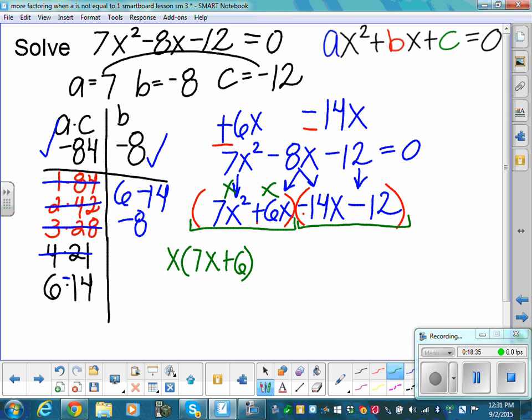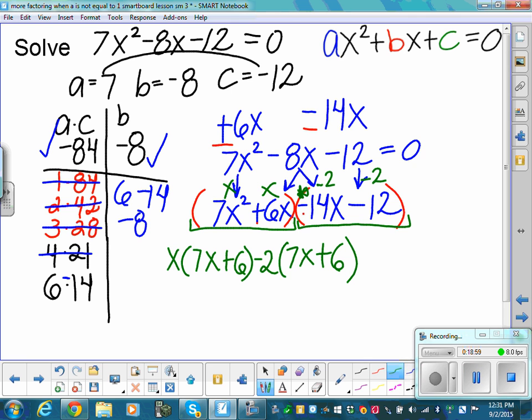So a 2, they both have a 2 in common, and then when we see a negative in front here, we'll always pull out a negative. So I'm going to pull out negative 2. That leaves me with, if you wrote negative 2 above these, sometimes it helps. Negative 14x divided by negative 2 is positive 7x, good. And then negative 12 divided by negative 2 is positive 6.